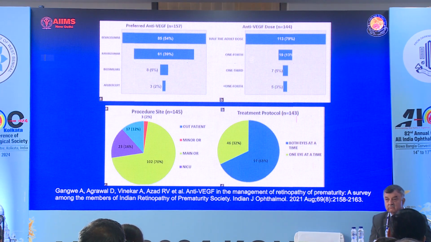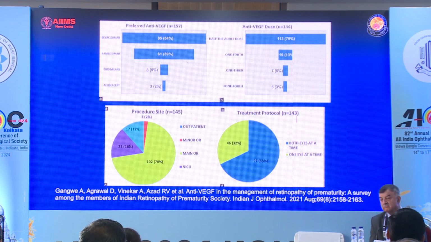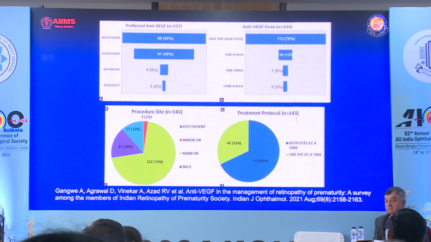I'm just quoting the study which was done by the IROP Society. A survey was done where they tried to show the common practices of ROP specialists, 157 of them, and they found that most commonly bevacizumab was being used at half the dose. They like to do it in the OT, and they like to do it simultaneously in both the eyes.